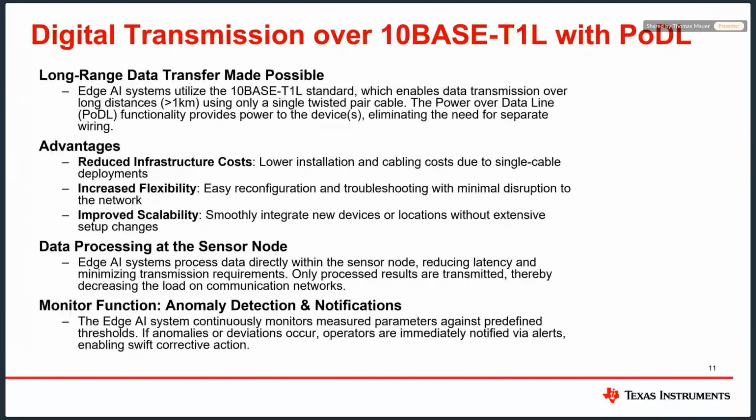The monitoring function, which consists of anomaly detection and notification, can then be done on the sensor board, and it only provides information when some problems occur. Then we send an alarm to the gateway board, and the gateway board can then inform the operator of the plant to send someone for service.